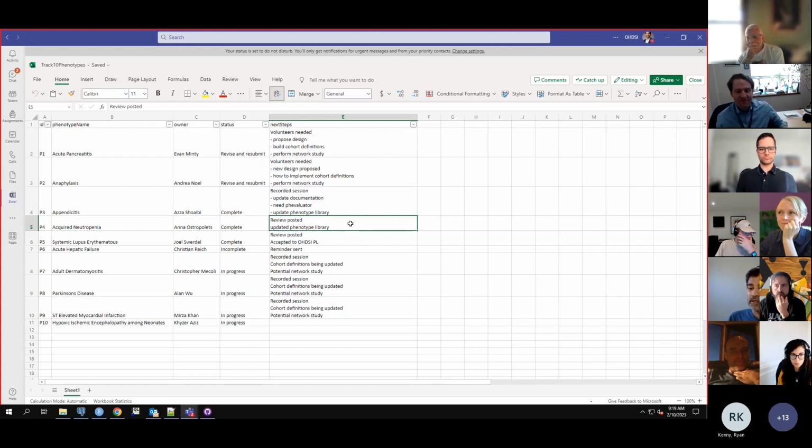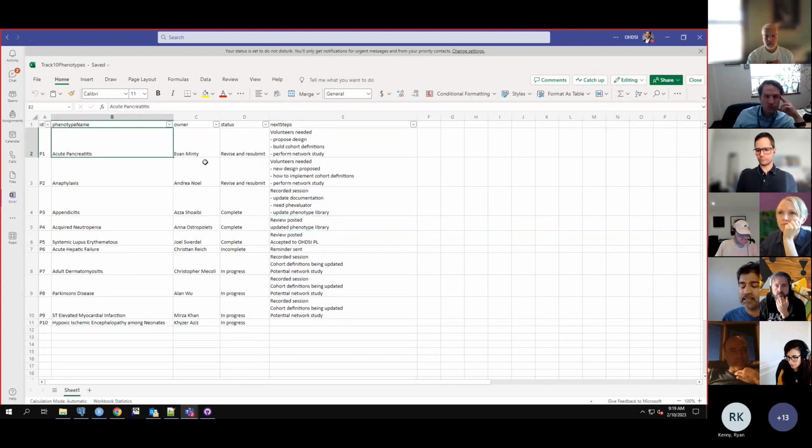So in terms of the status for acute pancreatitis, Evan has proposed some changes. I think they have reviewed the request that Evan has made, and I think it is feasible. I would like to ask if there is anybody in the community who would be interested in volunteering a design to address what Evan is proposing.